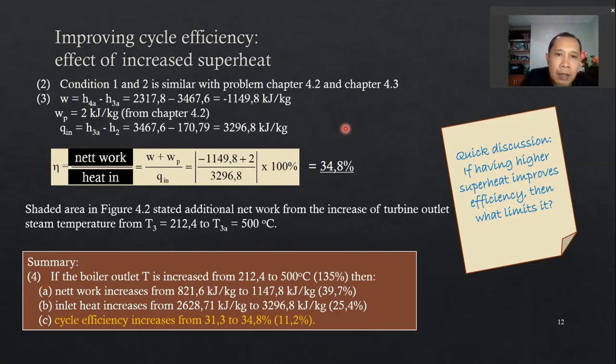Okay, so in summary, in this problem example, where we increase the steam inlet temperature from its saturation temperature to 500 degrees Celsius, which is equivalent to 135 degrees of superheat, the cycle efficiency increases from 31.3 to 34.8%, which is an increase of 11%. Okay, that doesn't seem much, but in practice, this is a big deal. Okay, so if you multiply this with thousands of kilograms of steam per hour, then this efficiency improvement will translate to a significant amount of money.